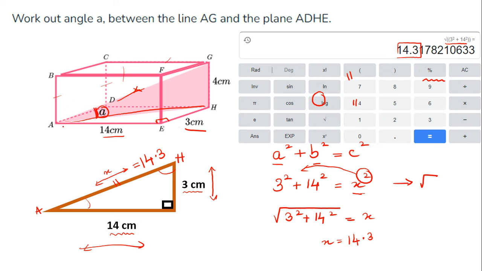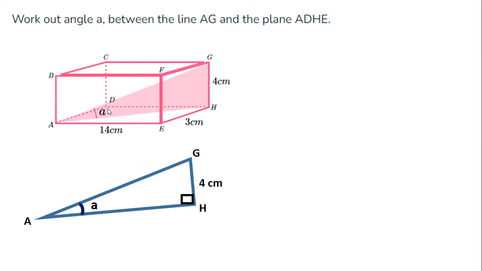Now having this x as 14.3 basically means that this was my length AH, and it's this specific length. So I have now my 14.3, I have my vertical length, that's 4, I have my horizontal length, that's 14.3, and now this angle is missing. Now let's move on to the actual part of the question.